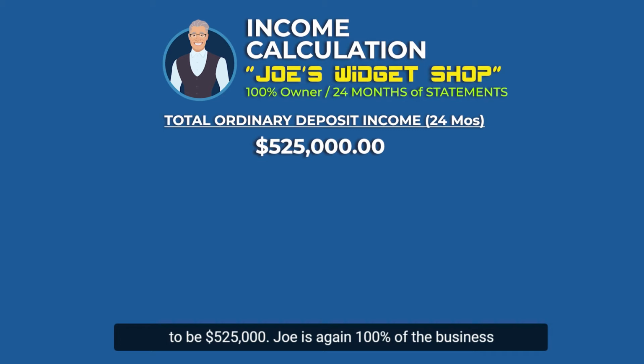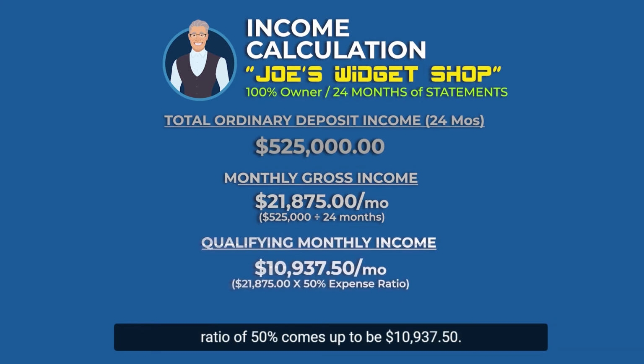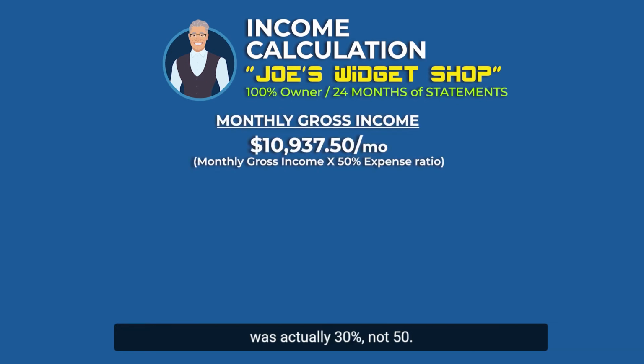Joe's, again, 100% owner of the business. So we took his gross income as $21,875. That was $525,000 divided by 24 months of statements. So his qualifying monthly income with the default expense ratio of 50% comes up to be $10,937.50. However, his actual expense ratio was actually 30%, not 50%.